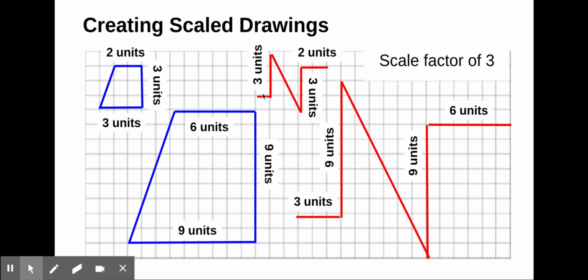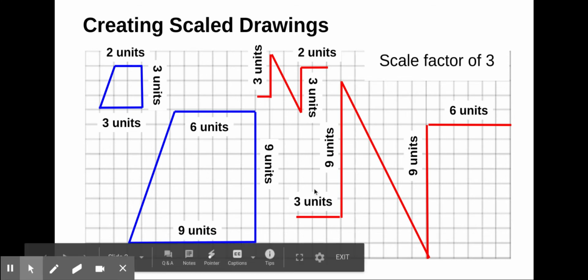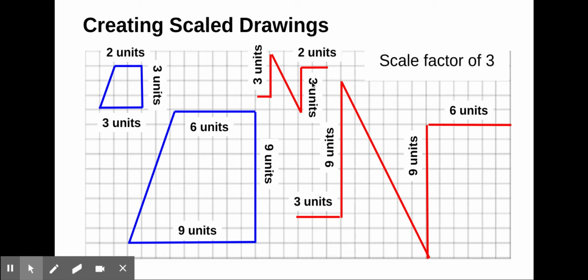Same thing with right here. If we look at this right here, we see that this part right here is 1, and then became 3 units. If we look here, this is 2, became 6. 3 became 9. 3 became 9. And so you see that everything has been scaled. This is what it means by, hey, create a scale factor of 3 copy. So when I give you your work today, that's what you're going to be looking for.